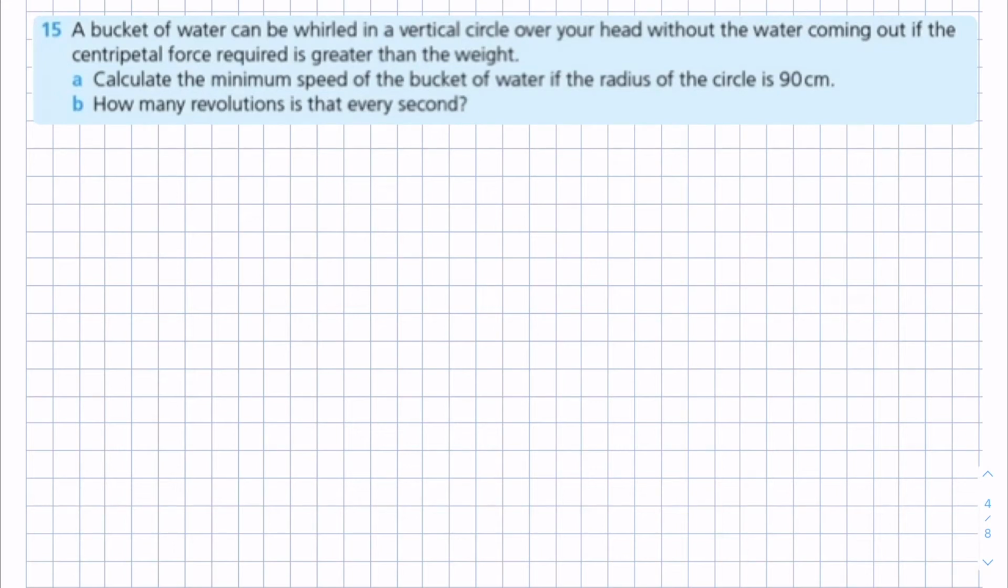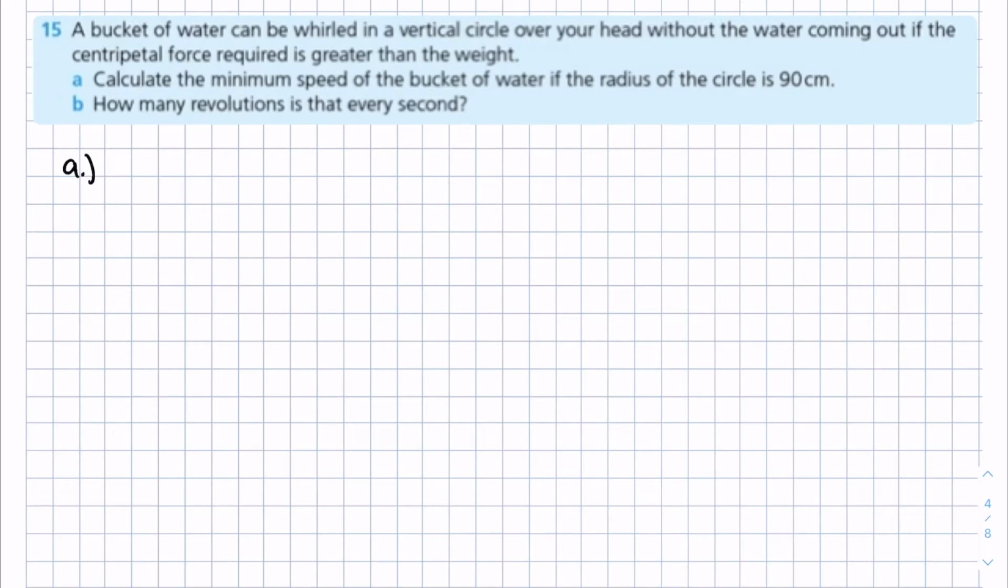Question 15 says that a bucket of water can be whirled in a vertical circle over your head without the water coming out if the centripetal force required is greater than the weight. So part A says calculate the minimum speed of the bucket of water if the radius of the circle is 90 centimeters.